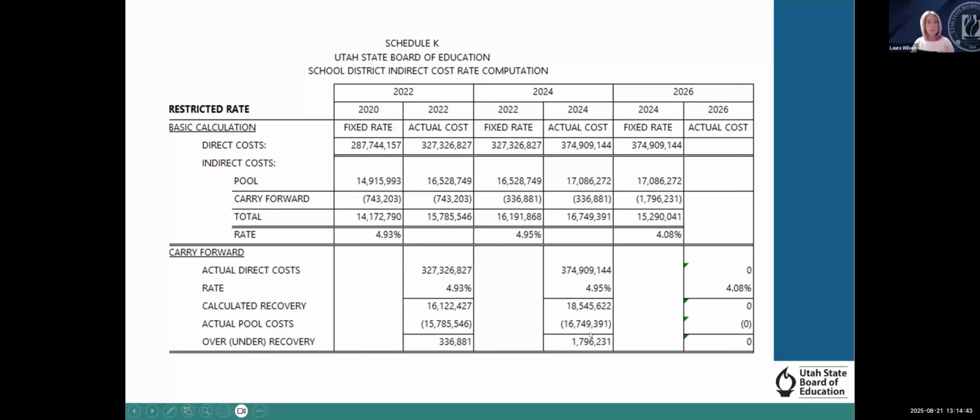And for those of you who've been around indirect costs at all, you understand that we have 2 completely separate sets of data for indirect costs. We have odd years and even years. So if you have questions about that, feel free to ask.